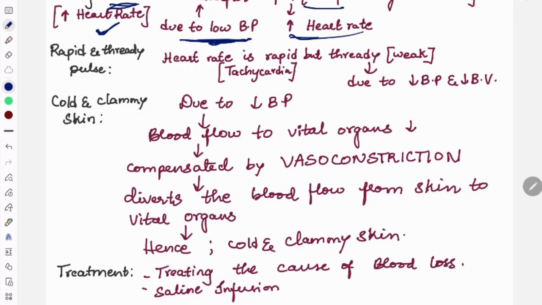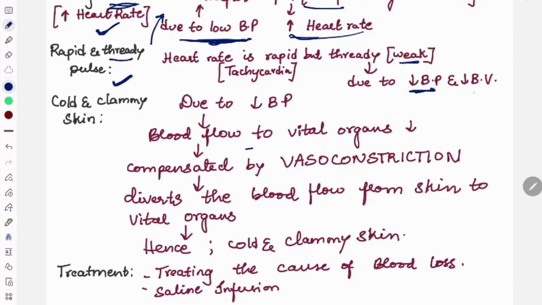Now, what is the reason for rapid and thready pulse? The third and another most important clinical feature that we get to see is rapid and thready pulse. The heart rate increases, and the pulse is rapid because of the baroreceptor mechanism. But what is the reason behind thready pulse? Thready means weak pulse. When you palpate a person who is suffering from hypovolemic shock, the pulse is very weak. What is the reason behind it?